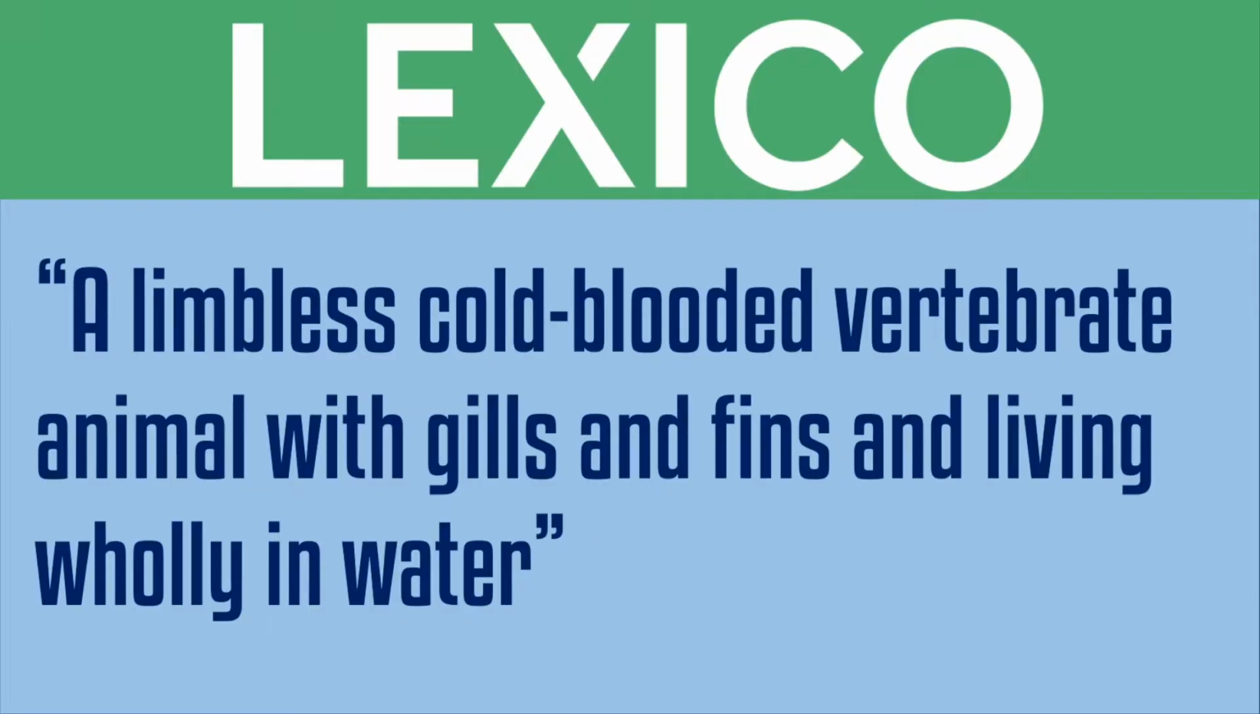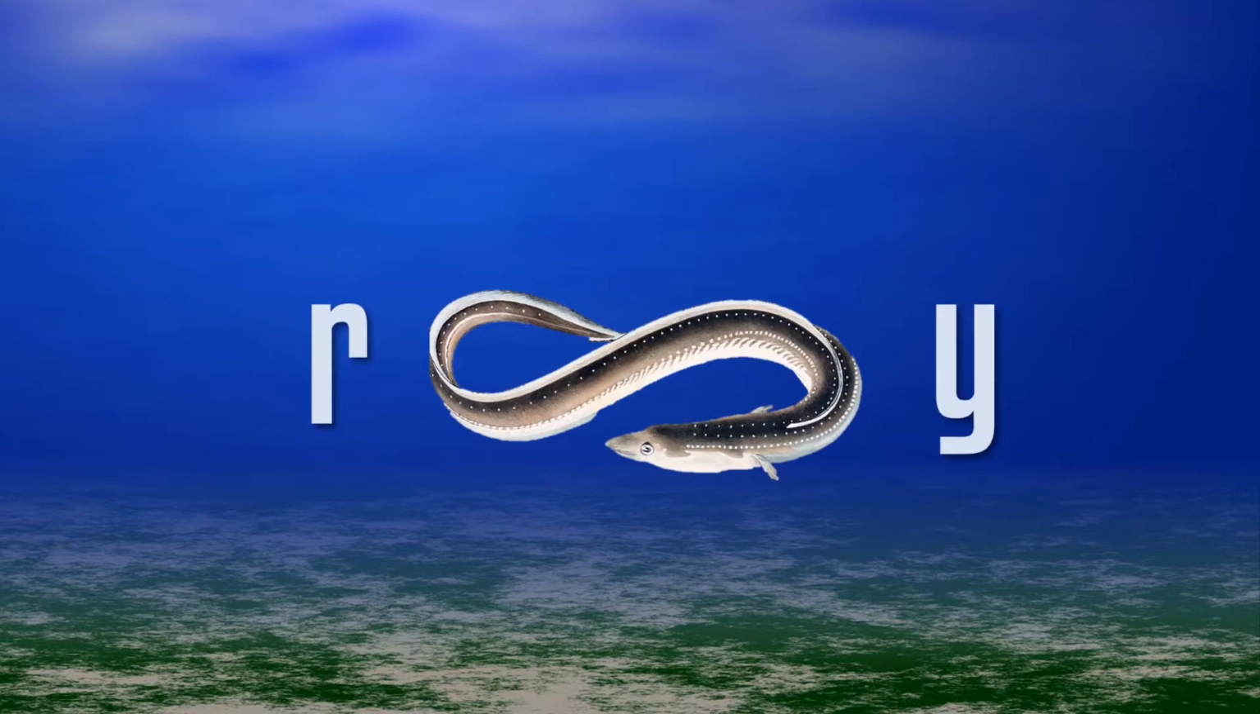Now, we can even go more specific. Lexico states that a fish is a limbless, cold-blooded vertebrate animal with gills and fins and living wholly in water. This level of specificity, or I guess you could say specificity, brings us to the second problem. Wow, that joke was really bad. I'll try to scale down the puns now.